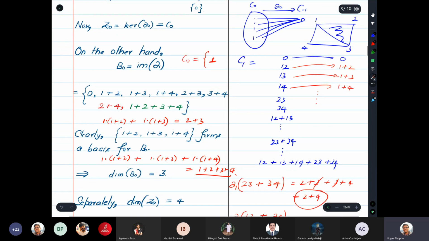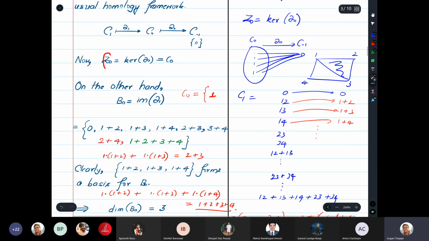Now let's go back to this Z0. So Z0 is C0, right? So C0, recall, is the collection of all possible 0 chains. And since there are 4 vertices over here, you can think of the 0 chains corresponding to these 4 vertices, right? Those as the basis for C0, right?